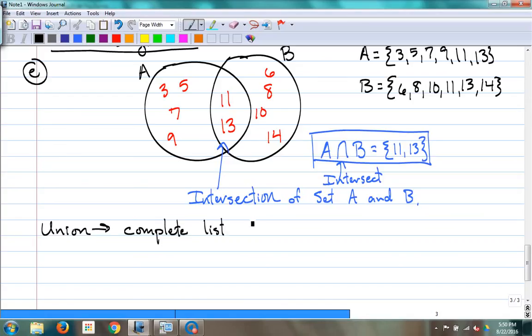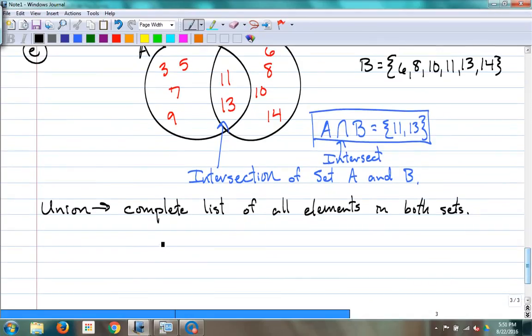There's another thing called a union. It's the complete list of all elements in, usually it's just two sets, both sets. So if we looked at this and we said A union B, so it's the letter, it's like a big U. Makes sense, right? A big U, and the intersection is turn it over for the overlap.